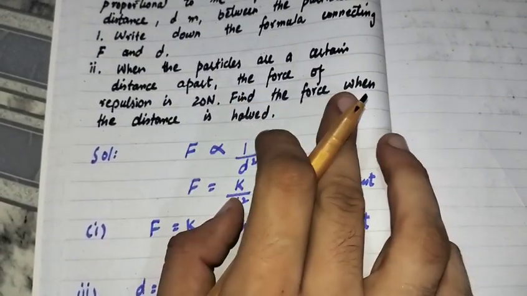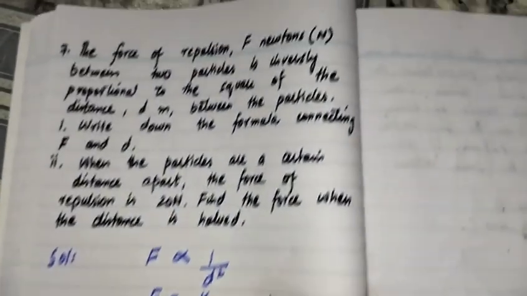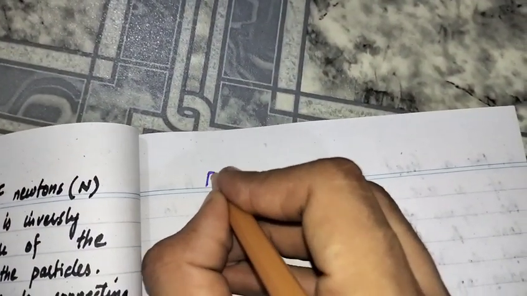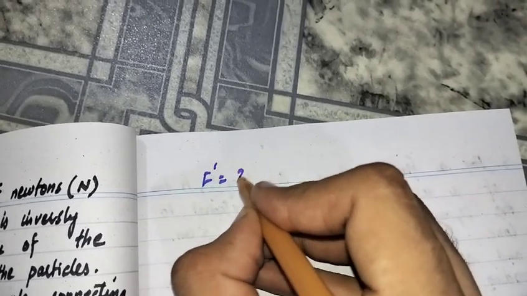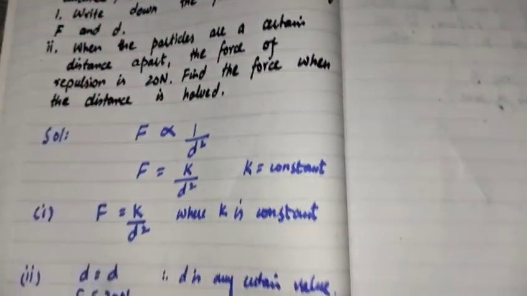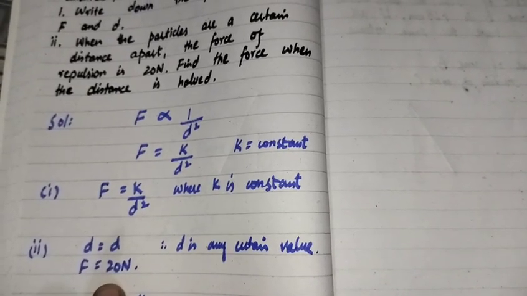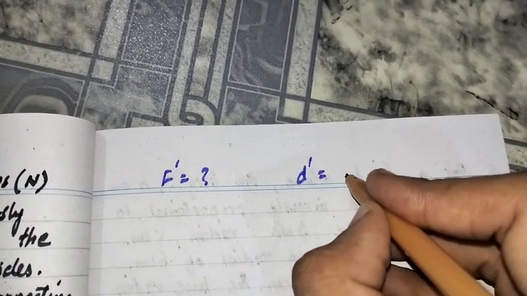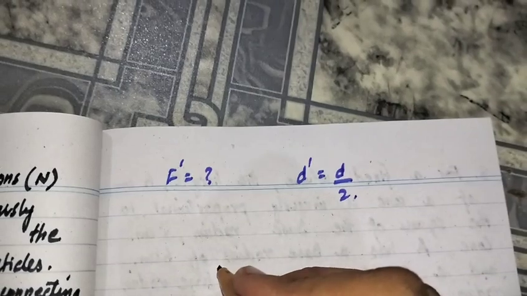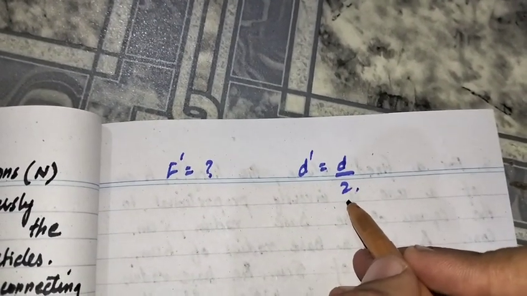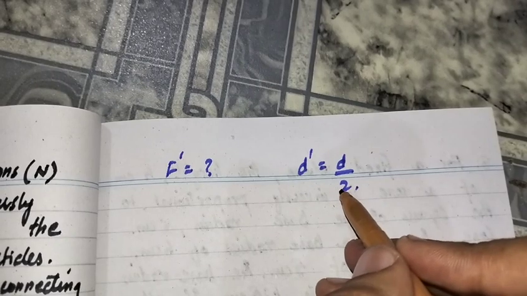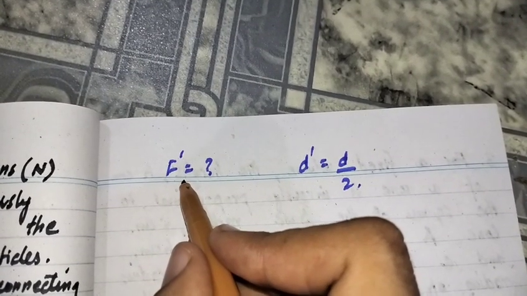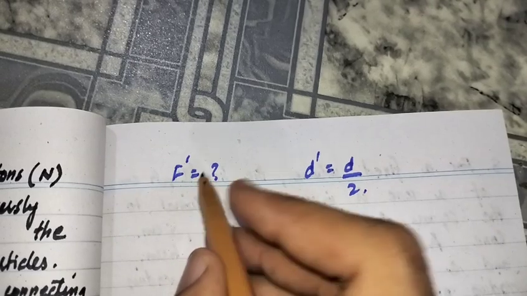Further they are saying to find the value of the force when the distance is halved. When the distance is d, the force is 20 Newton. Now the distance is halved, which means the distance which we have taken as d is now d upon 2. Now we have to find the force of repulsion between the two particles.